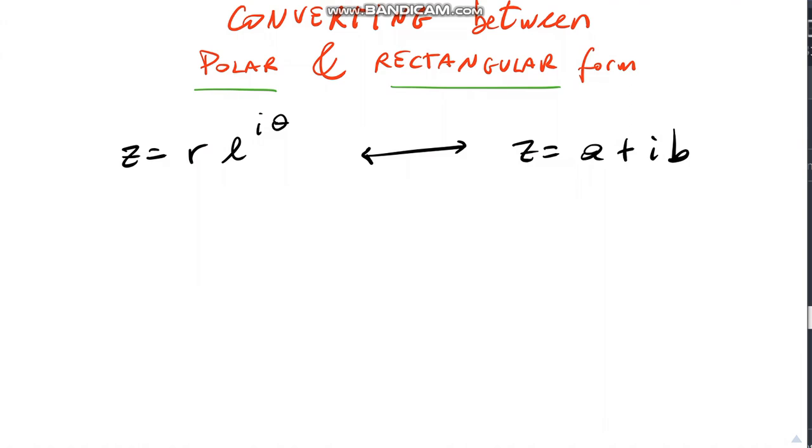Today we're going to look at a very quick way to convert between polar and rectangular form for complex numbers. And this makes use of just one geometric observation, and it is the following one.